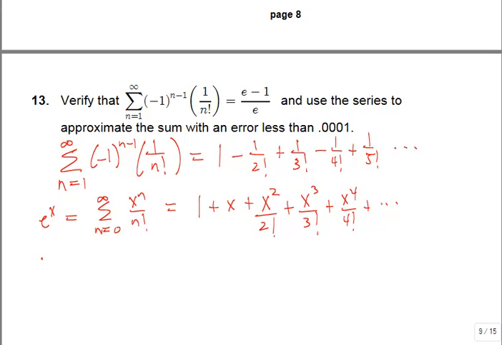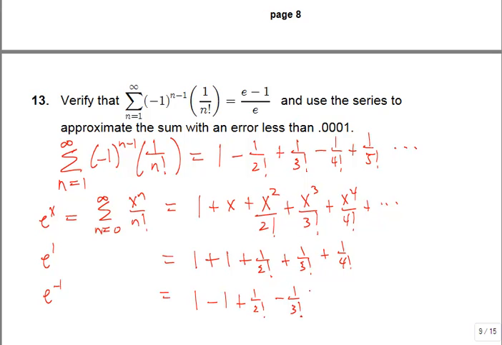So e to the 1 then would be this series with 1 plugged in, which isn't quite the series that we have up here. E to the negative 1 would be this series with negative 1 plugged in, which would be 1 minus 1 plus negative 1 squared stays positive, negative 1 cubed stays negative, negative 1 to the 4th becomes positive, and so forth. And again, that's not quite the series up here that we're looking for.